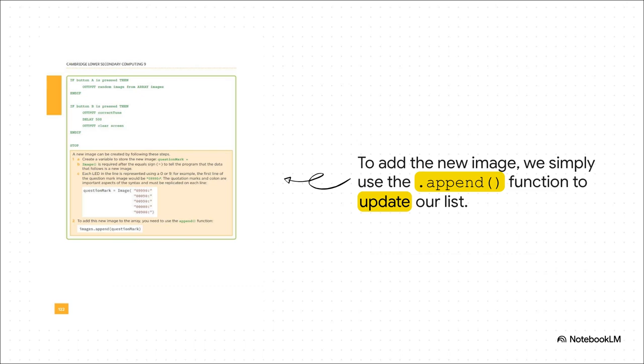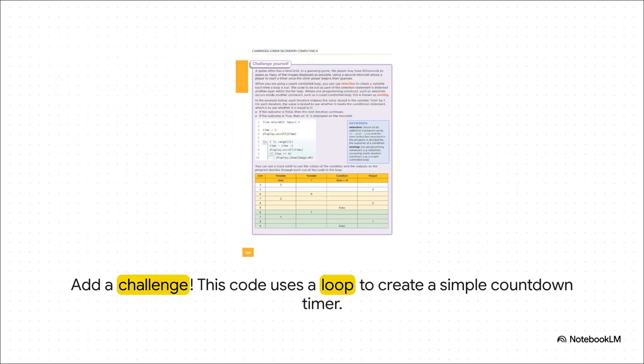So, how do we get our awesome new question mark image into the game? You're not going to believe how simple this is. It's one line of code, images.append(question_mark). The append function just sticks our new creation right onto the end of our images list. That's it. Game upgraded. How about one more feature?